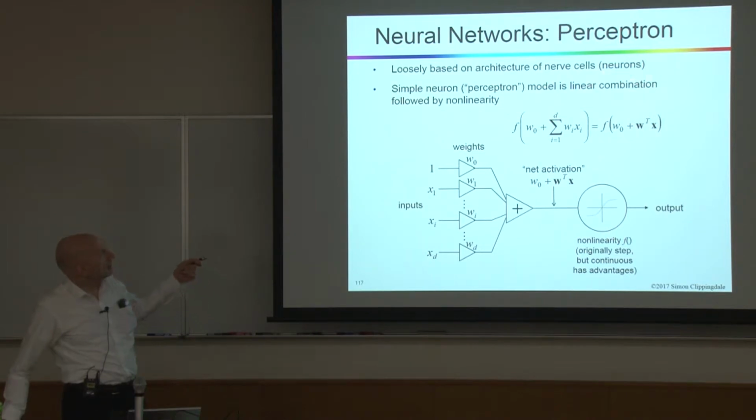And it's a linear combination followed by a nonlinearity. So here's linear combination, a weighted combination of inputs xi, plus a bias weight w0 there. And this function f is some kind of nonlinearity. Like this.